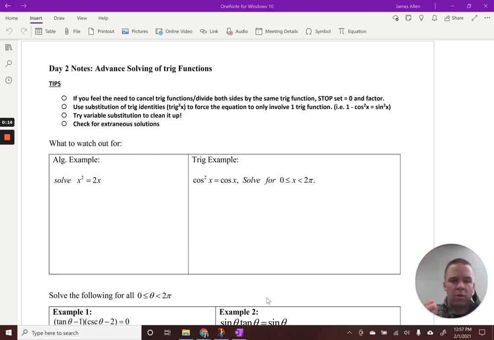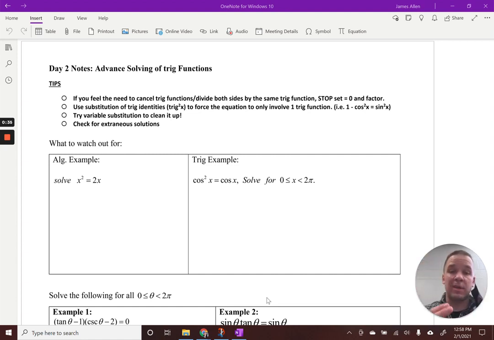Let's go. One of the things we talked about with solving is there's this temptation to cancel out trig functions to make your life easier, right? But in doing so, you potentially lose a solution. We don't know if that solution is going to work. It could end up being something that's undefined, but there's the potential for you losing a solution that does work.